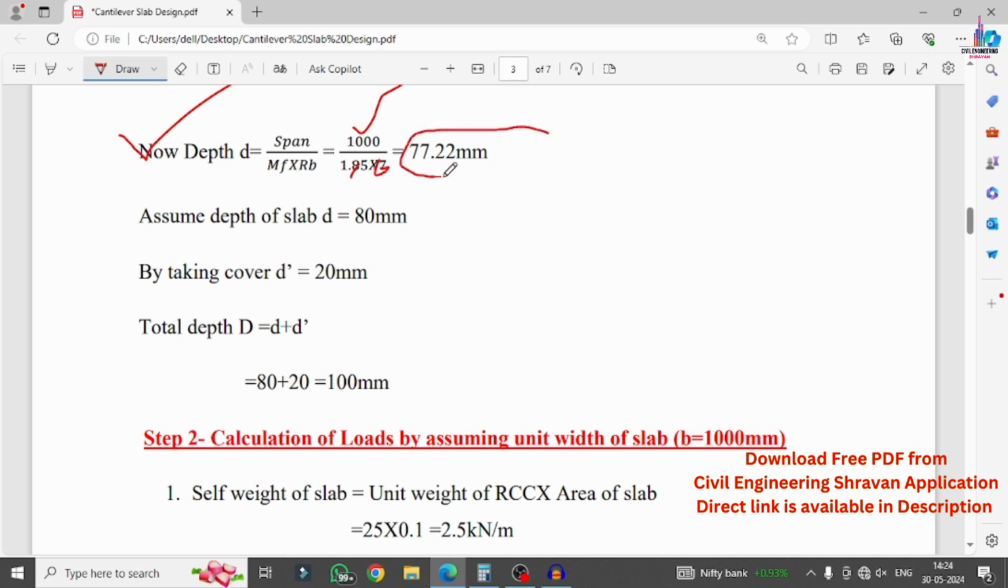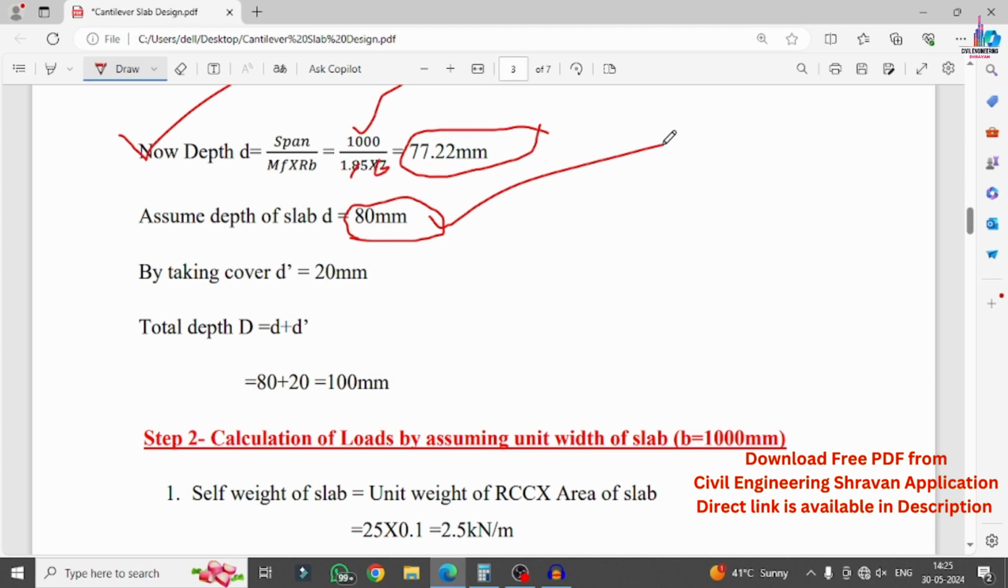But in a practical situation it is not possible to consider a 77.22 mm thickness, so we have to increase the size of the slab section. I am assuming the slab section by increasing it by about 2.88 mm, which comes to 80 mm. This is the first step to calculate the depth of the slab using the IS456 2000 code provision.